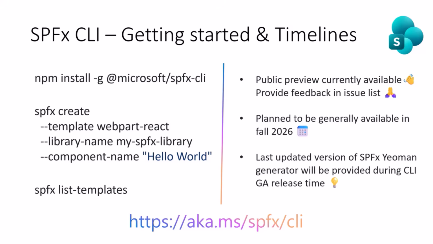So we do release new versions almost on a weekly basis right now, together with our engineering team, which is awesome. So right now we're planning to make this generally available in fall 2026. I think right now it's in the August-September timeframe with the 1.25 schedule. That is roughly the timeline we're planning. And with that release, that will be the last version of the Yeoman generator being updated. Going forward, there will only be updates to the SPFx CLI, with your options to contribute on the templates and also on the commands and everything else you can suggest there.